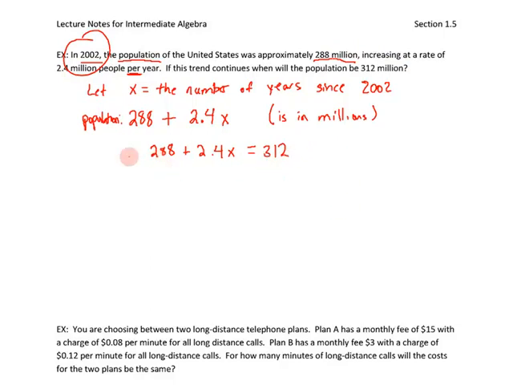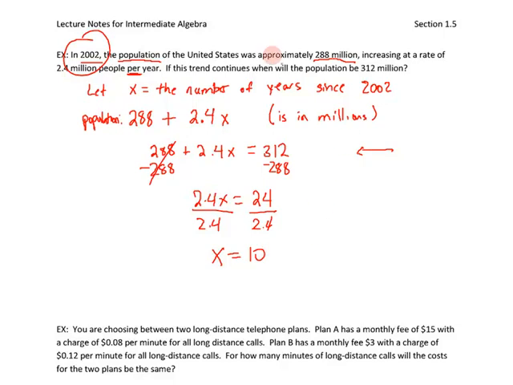Okay, so now we've got an equation. Once we get to the equation, now it's just solve. So I'm going to solve by getting this x by itself, subtract 288 from both sides. I'm left with 2.4x equals 24. 312 minus 288 is 24. Divide both sides by 2.4, and I get x is equal to 10.